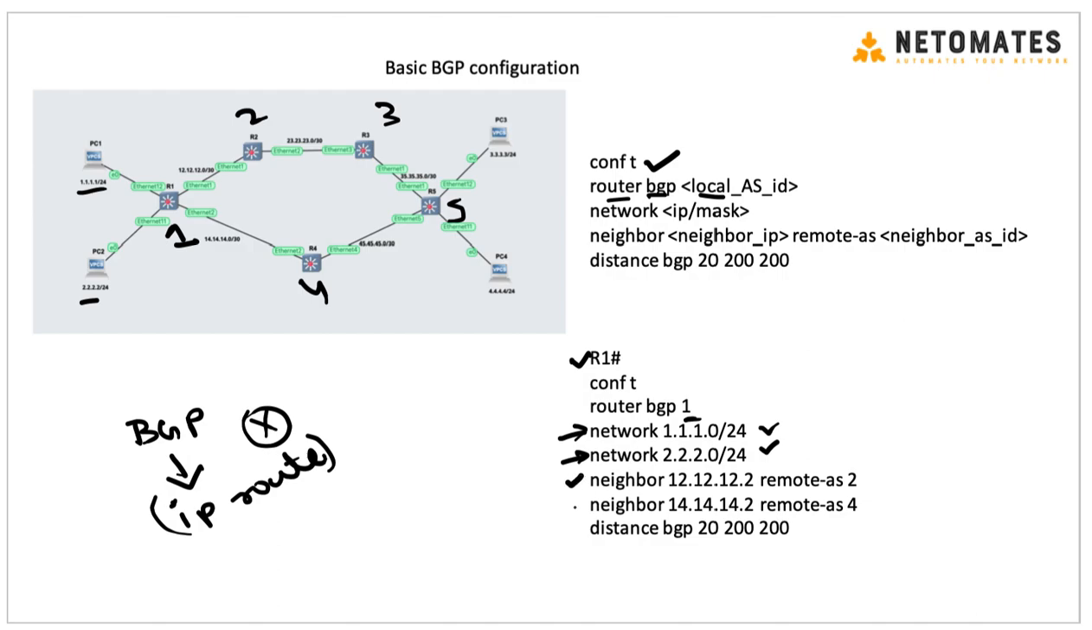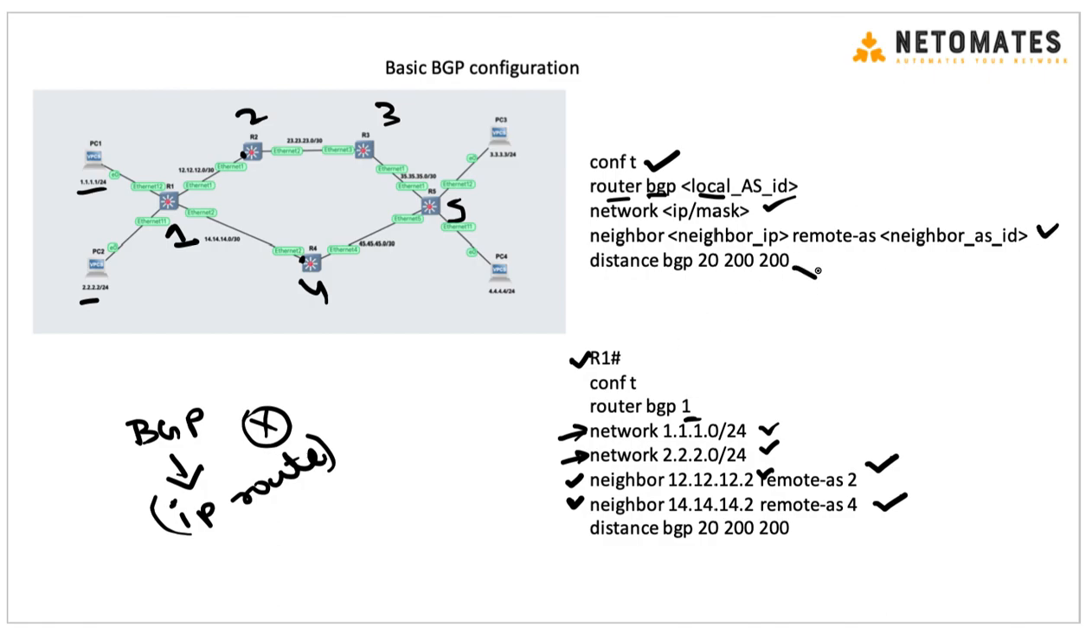Then we configure where we want to send this route information. In this case, we want to send this information to R2 and R4. The R2 IP on this side is 12.12.12.2, and which remote AS is it in? R2 is in remote AS 2. Same for the other neighbor. The IP for this side is 14.14.14.2 and the remote AS is 4.